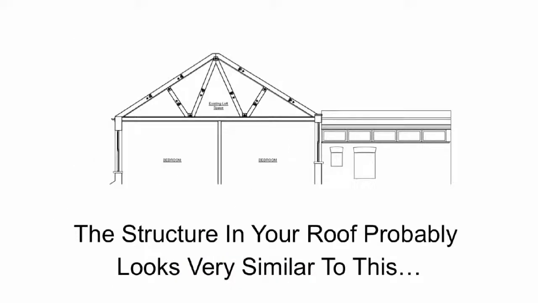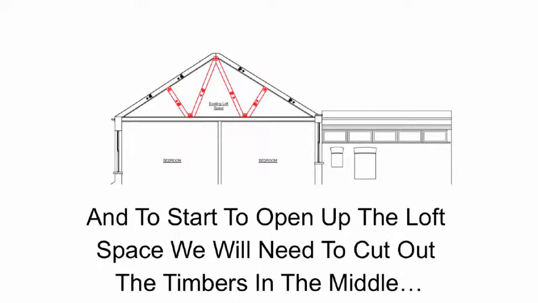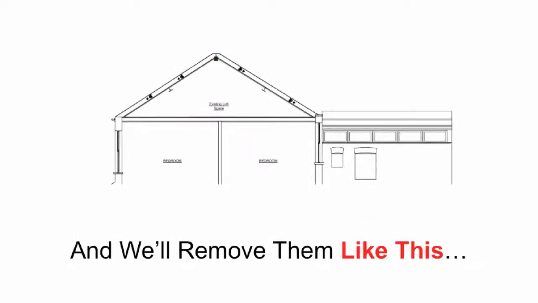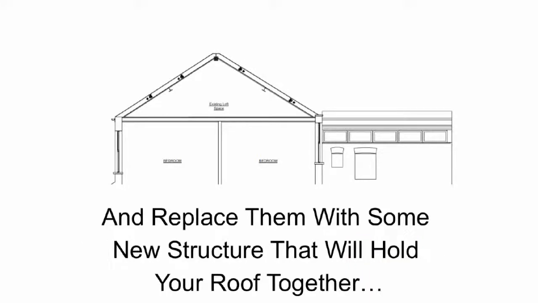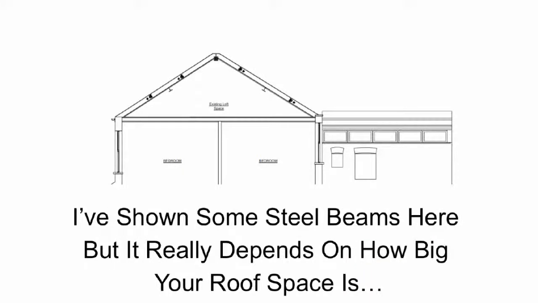The structure in your roof probably looks very similar to this. And to start to open up the loft space, we will need to cut out the timbers in the middle, and we'll remove them like this. And replace them with some new structure that will hold your roof together. I've shown some steel beams here, but it really depends on how big your roof space is.